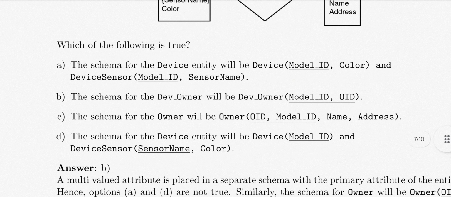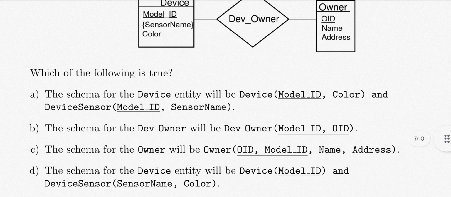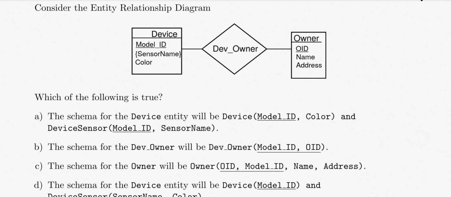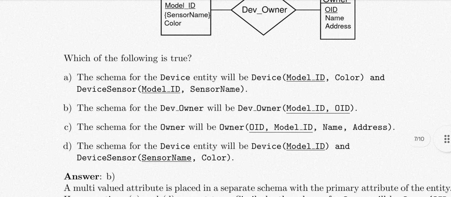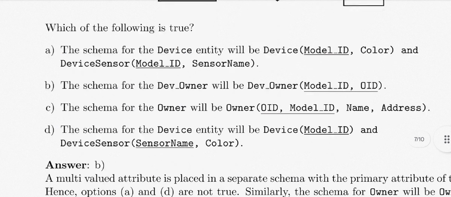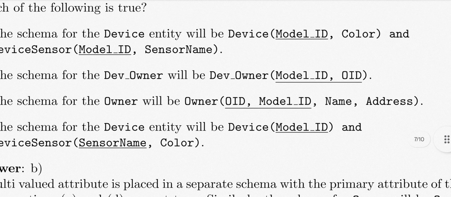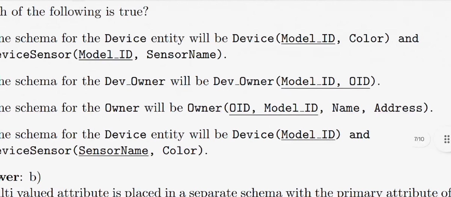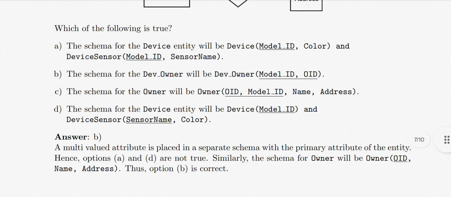The other one is owner will be OID, model ID. No, model ID is underlined. We can't underline model ID because OID is the only primary key. Now option D also: device, sensor, comma, color. Yeah, color is not underlined, and also in the device only model ID is given. No, color should be given after model ID. So option D is also not right.